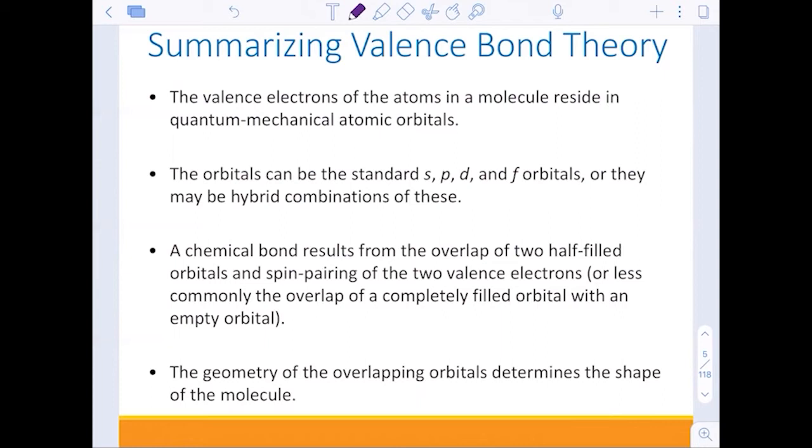So the geometry of the overlapping orbitals is what really determines the shape of the molecule. And this last one is where we really want to focus. This valence bond theory is enhancing what we see in VSEPR theory.